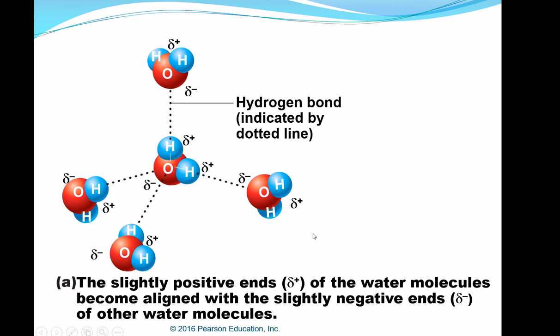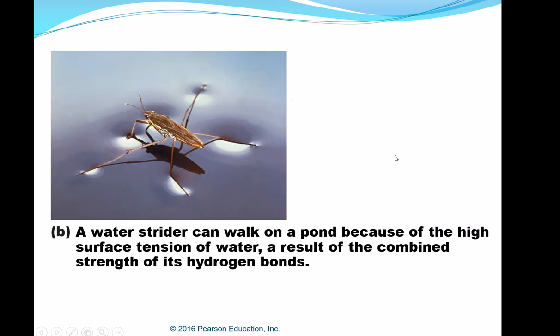They are also responsible for all of the special properties of water that make it so cool and useful for us. Like, for instance, as the video said, it's very high surface tension. And because of that very high surface tension, that's why this little water strider here looks like he can walk on water. In fact, he can walk on water because of that very, very high surface tension.